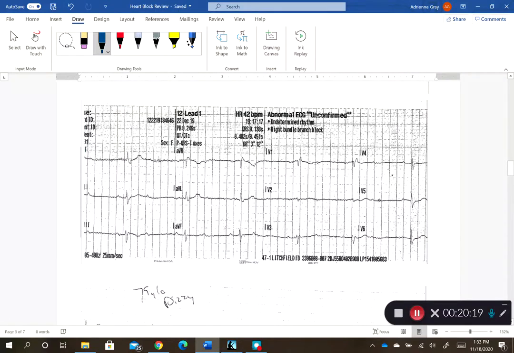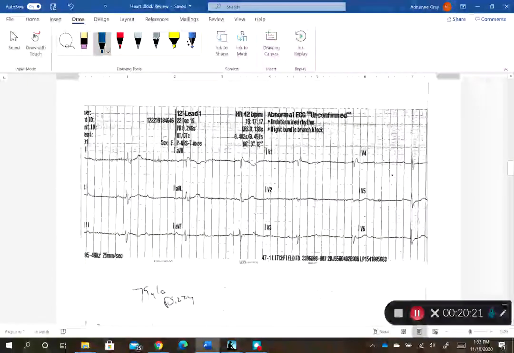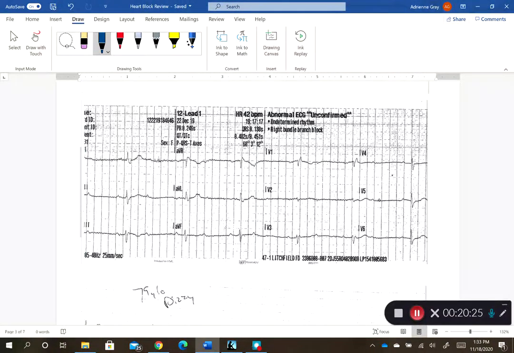All right, this one has a little bit of artifact, and that's just because the patient, it was cold outside. I actually remember this patient. It was cold outside and she was shivering a little bit. But I do have a heart rate up here. It's 42 beats per minute. So I'm already thinking it's kind of slow.